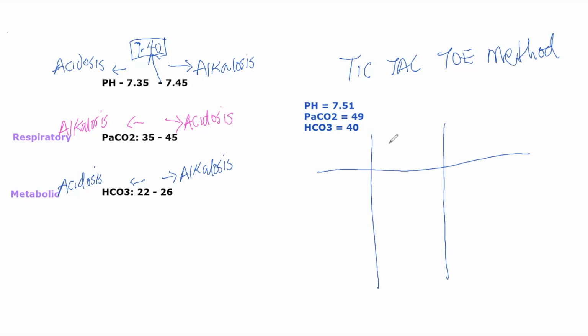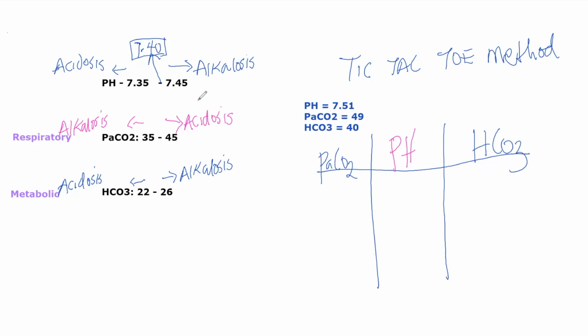So I'm basically going to draw that. I'm going to put my pH in the middle because it's like my primary buffer, my main determinant. I'm going to write my PaCO2 on this side and my HCO3 on this other side. Now I go back to my values. I have a pH of 7.51.